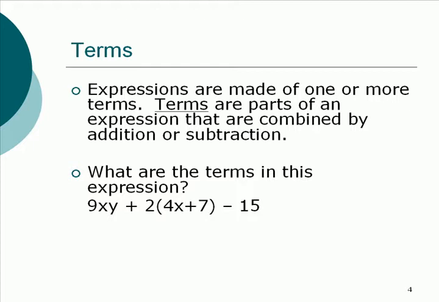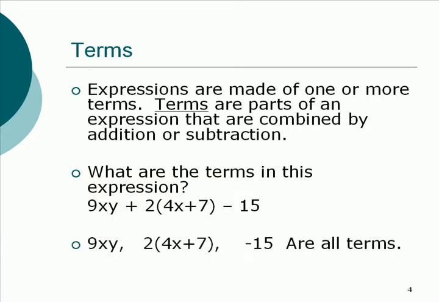Nine xy is a term. 2 times 4x plus 7 is a term. And minus 15 is a term. Those three things are separated by addition and subtraction, therefore they are the terms. 2 times 4x plus 7 is all one term because the parentheses lump the 4x plus 7 together and multiply it by 2. Therefore that's all one cluster or all one term. So yeah, absolutely. 9xy, 2 times 4x plus 7, and the negative 15, those are all terms.